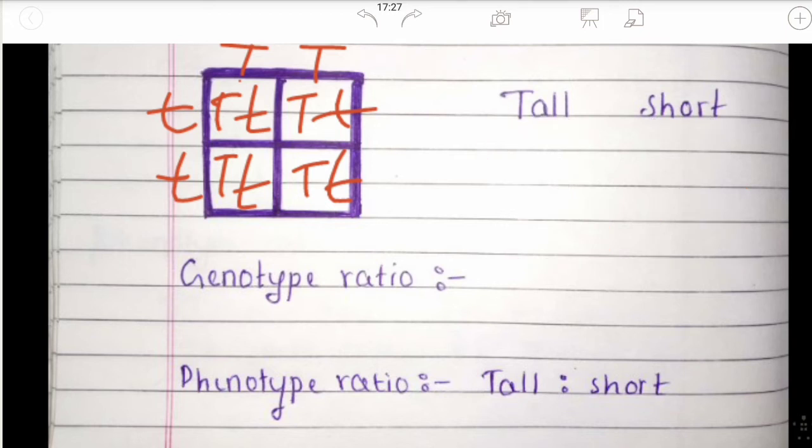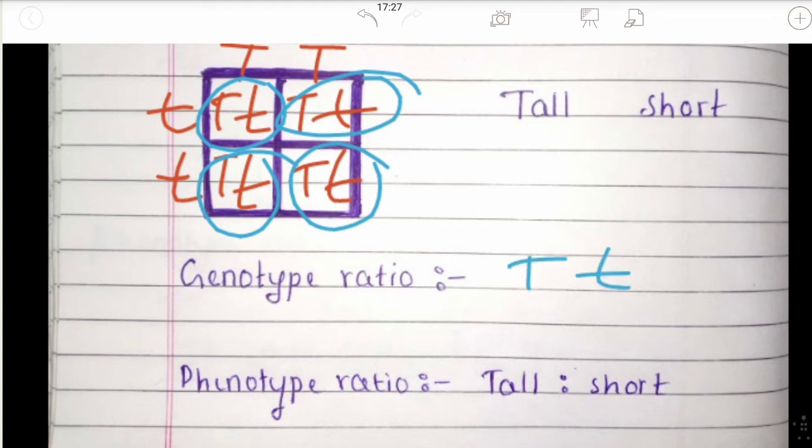Now let's calculate the genotype ratio. What is genotype? It is the genetic makeup. We have got all the genotypes the same: capital T, small t, capital T, small t, capital T, small t. There are four same genotypes. So write here capital T, small t, number 4. They are 4 in number.